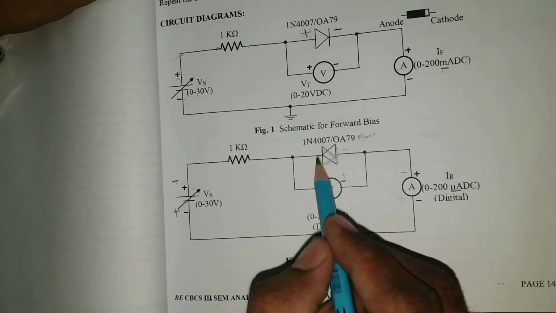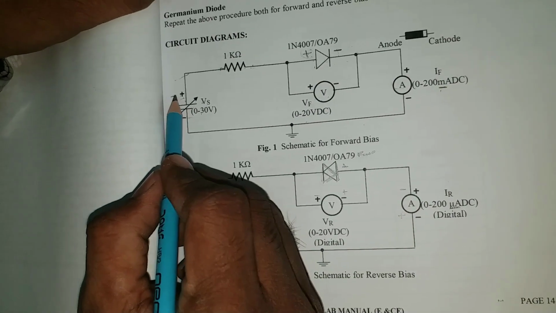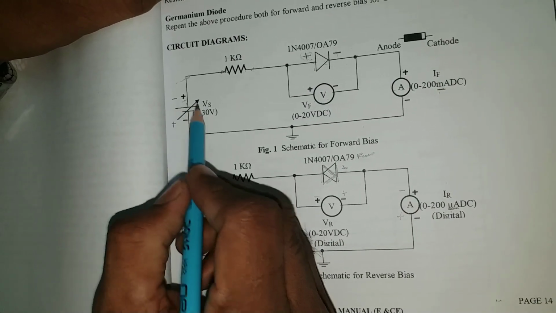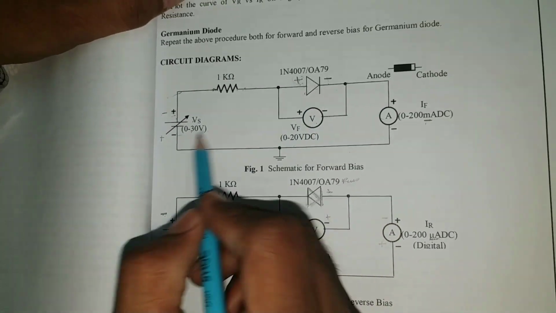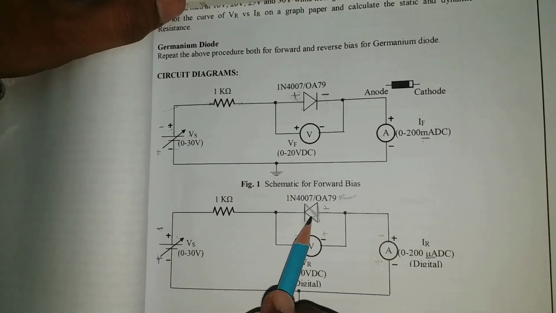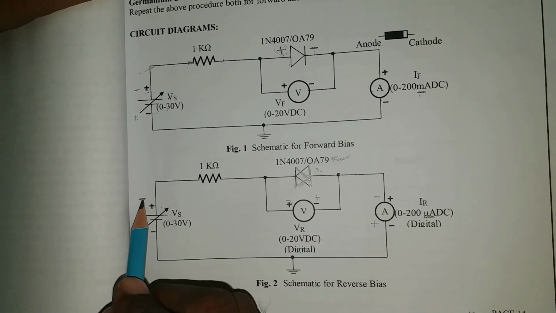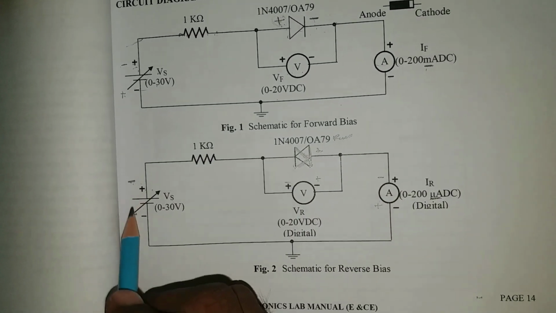Reverse bias. I am not changing the diode. So same circuit diagram. Instead, I am changing the polarities of the regulated power supply. So negative is connected to the positive, positive is connected to the negative. Nothing else you need to change. If you change the diode, you need to change the meters here too. That's why I am changing the regulated power supply polarities here.